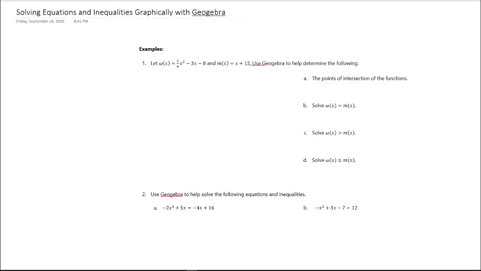Welcome everyone, this is Noah, and we're going to look at solving equations and inequalities graphically using Geogebra.